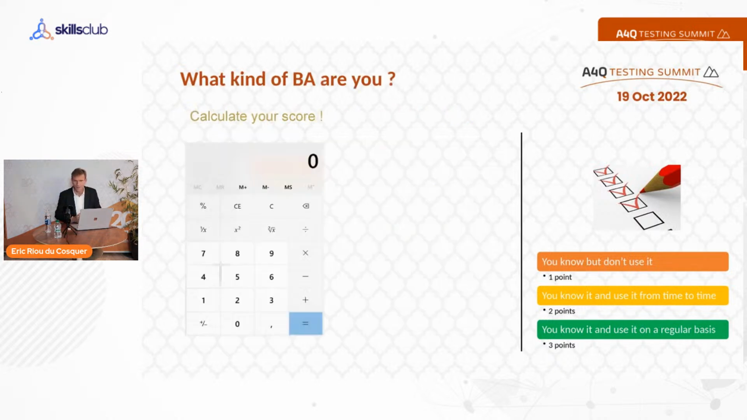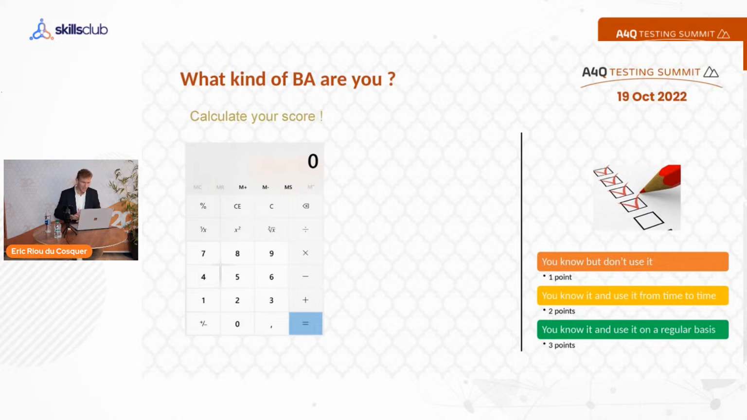So what kind of a BA are you? I hope you managed to follow me, and now you have to calculate your score. If you're not very good in mathematics, you can use a calculator. So 1, 2, or 3 points. And now we're going to show the results. It's a bit like the stupid surveys we do in the psychology magazine when we take the train.